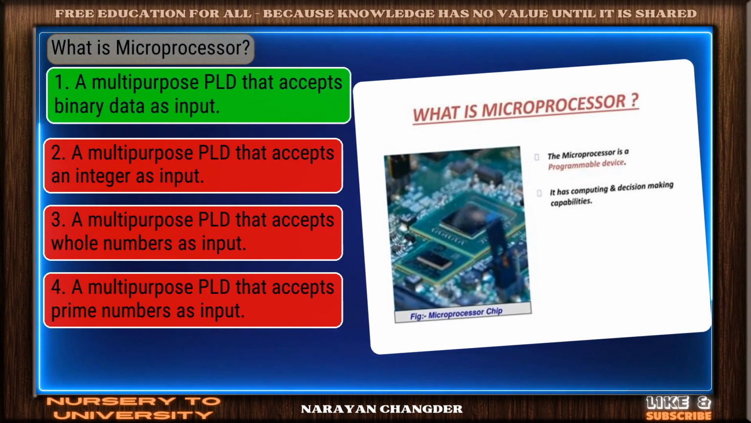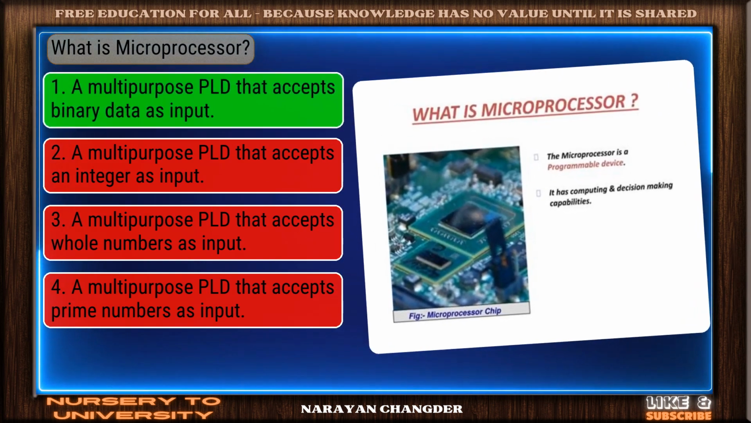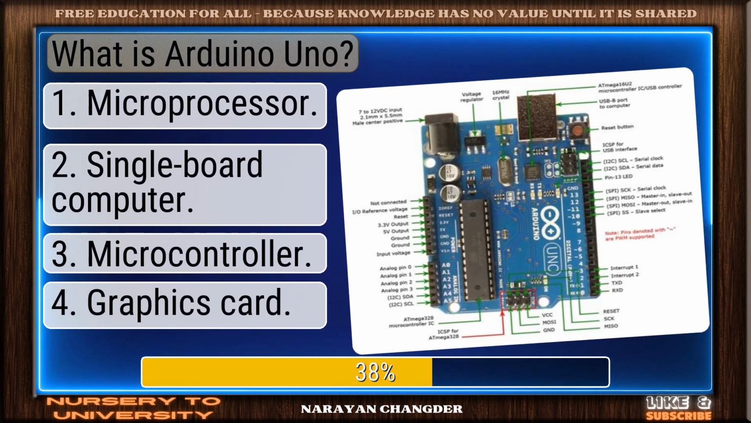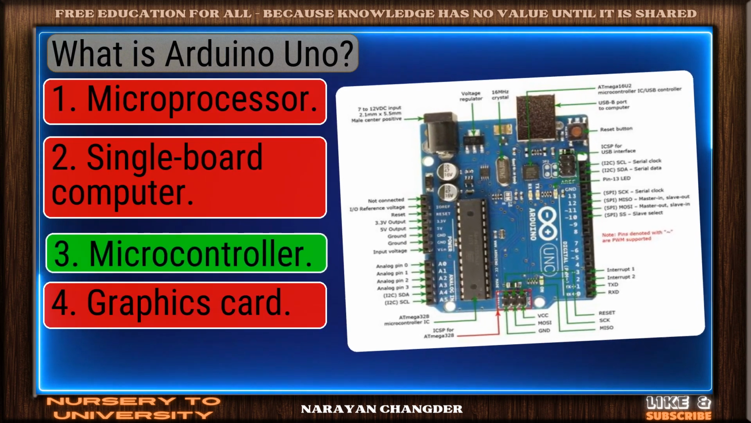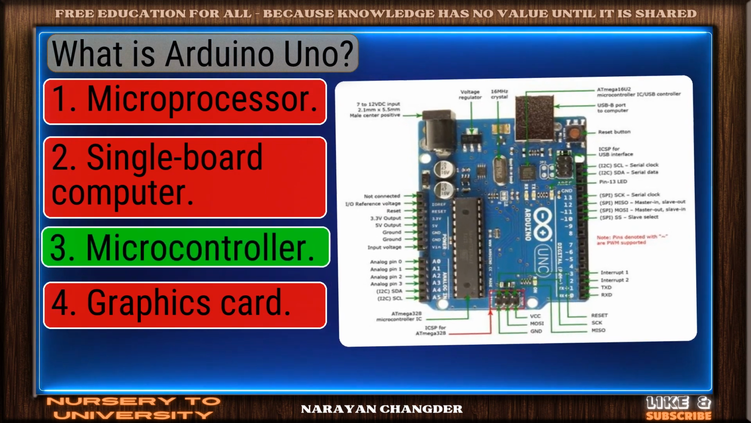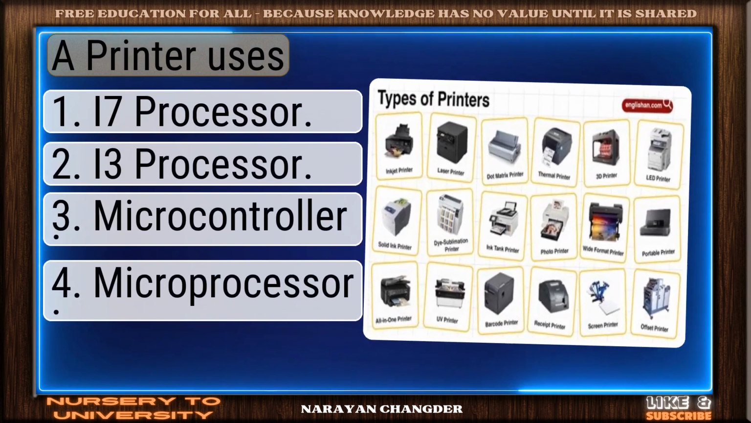You chose a multipurpose PLD that accepts binary data as input, and it is correct. Question number 79. What is Arduino Uno? Correct response. Microcontroller is the most accurate answer. Question number 80. A printer uses?